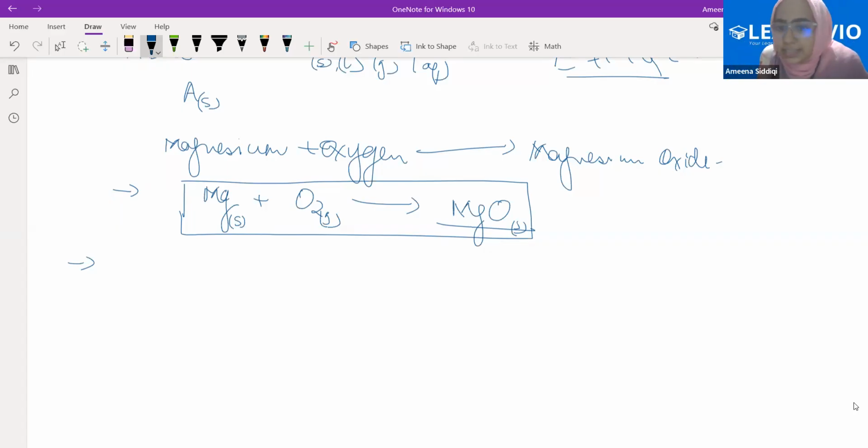If I ask you, in this chemical equation, Mg plus O2 gives MgO, how many magnesium atoms do we have on the reactant side? The number of magnesium atoms is 1. One atom. Is it clear? Yes, ma'am. How many oxygen atoms? One.